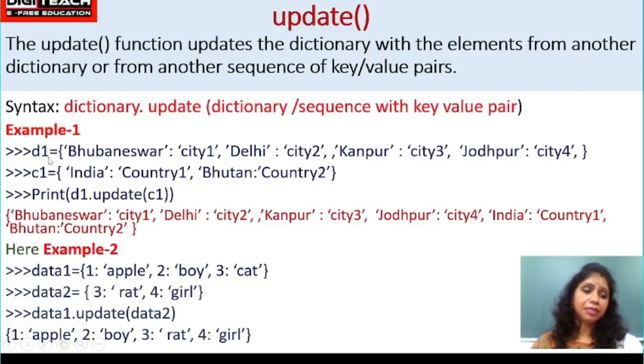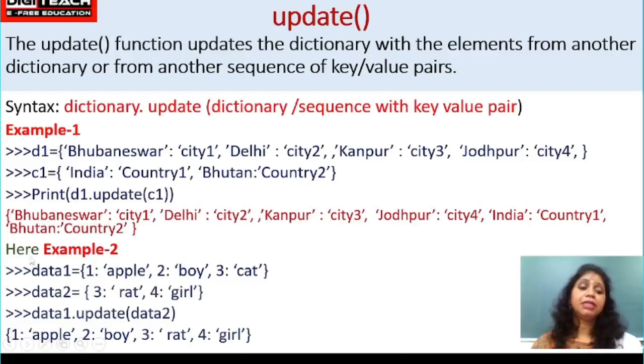For example, d1 is one dictionary variable having some elements, c1 is another dictionary variable with some elements. Now, if you update d1 with the elements of c1, you can see d1 contains all the elements of the d1 dictionary variable, along with all the elements of the c1 variable also.